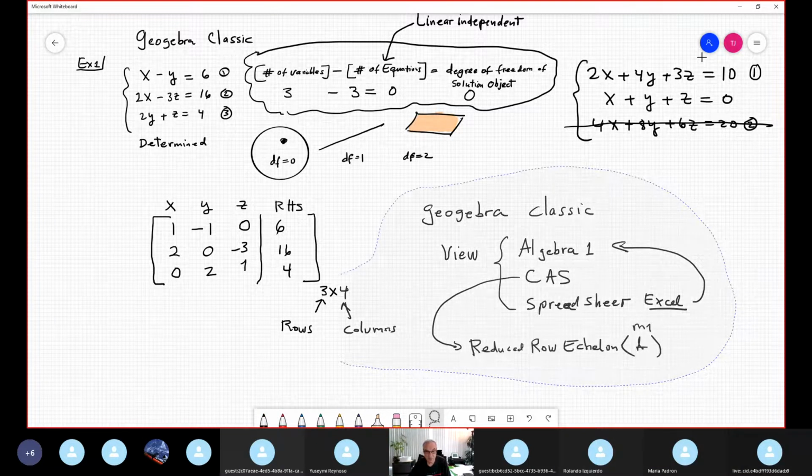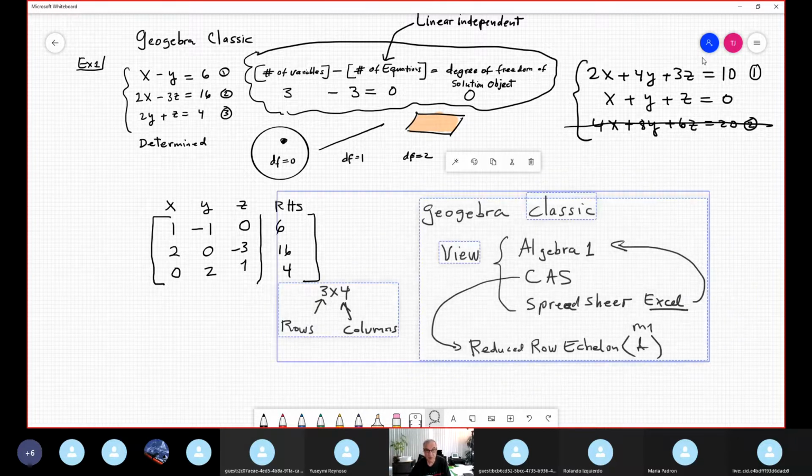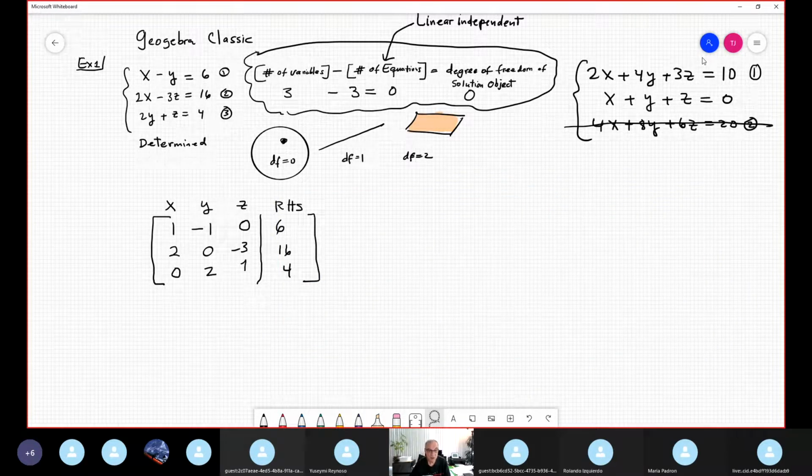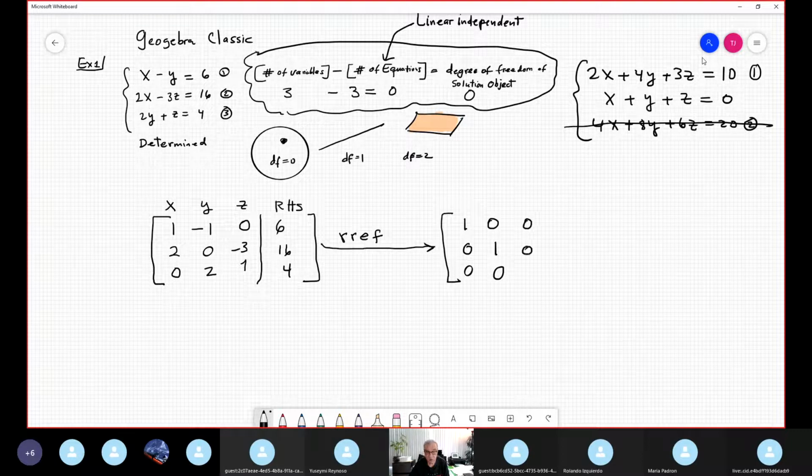Let me erase that part because I want to illustrate that when you apply this, it is a symbolic way. You put in the text something like that: one, arrow, reduced row echelon form. This is the name of the operation. We get that: 1, 0, 0, 0, 1, 0, 0, 0, 1.